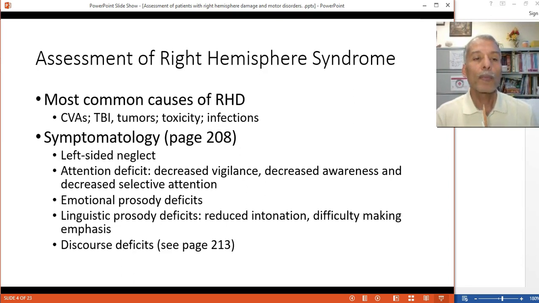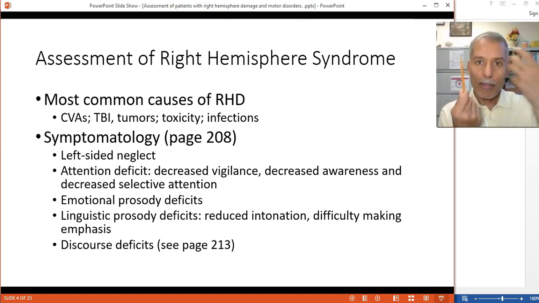Now, left-sided neglect means, because the right side of the brain controls the left side of the body, that side is going to be affected. Vision is going to be affected in this area, and that is exhibited by the patient. Typically, if you give them a picture of a clock, something that is rounded, and you say, draw this clock or draw this flower, they are going to draw exactly half. They would draw half, and the other half is not there.